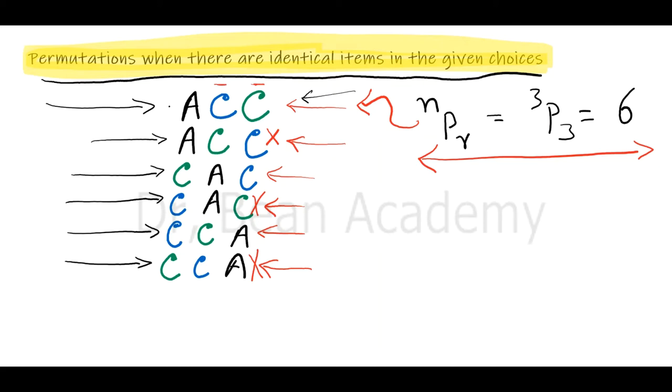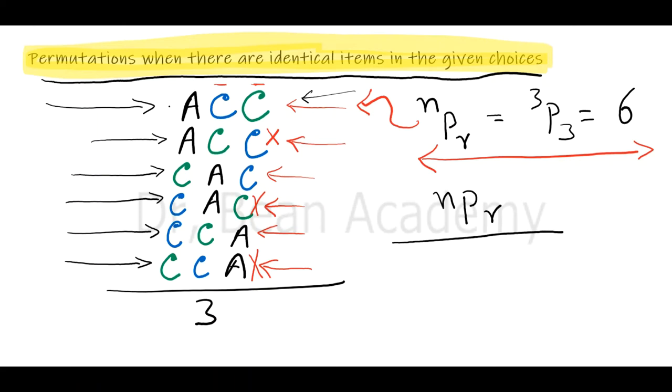And that formula is that when you have different permutations, when you have the given choices and there are identical items, you can use the formula. So here you see that the actual number of permutations is 3, not 6. So it feels like the formula is the same as nPr divided by, and then divided by, there are two C's, right?